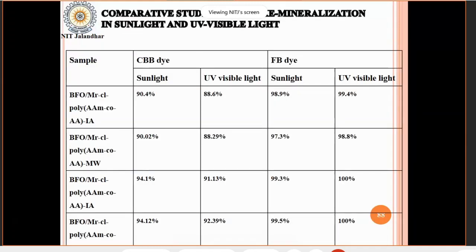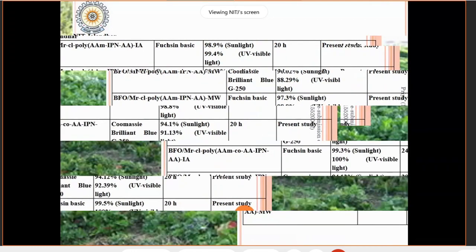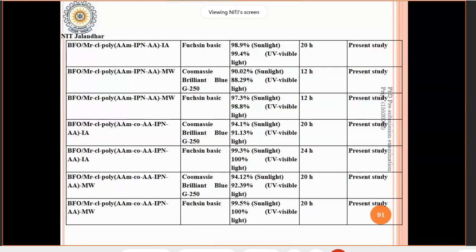And this is how we can compare the impact of sunlight and UV radiations, and how the dyes got degraded and to which extent they got degraded. We compared our results with the results already existing in the literature, and it showed good results. You'll find that although the time was more in our case, the degradation is almost as good.